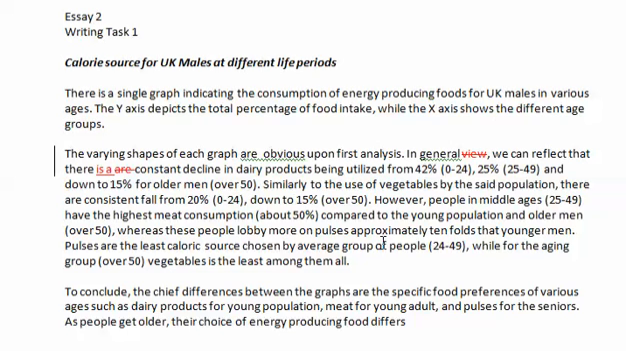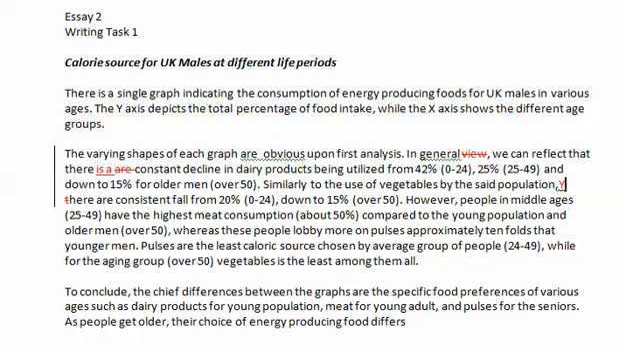Okay, from 42%, 0 to 24, nice use of brackets, 25%, 45 to 49, and down to 15% for older men. Good. And again, very good use of brackets. Similarly, just say a similar trend can be observed in regards to vegetable consumption by the said population. And then begin a new sentence and say, there is a constant fall from 20% down to 15%.